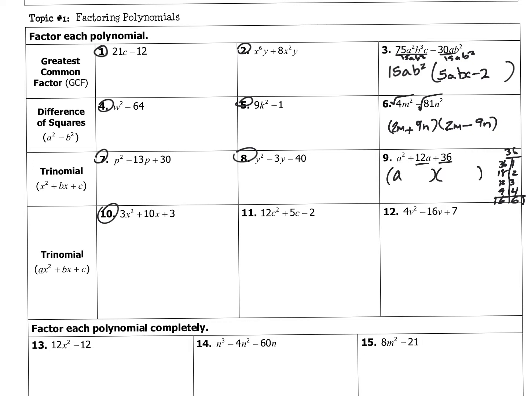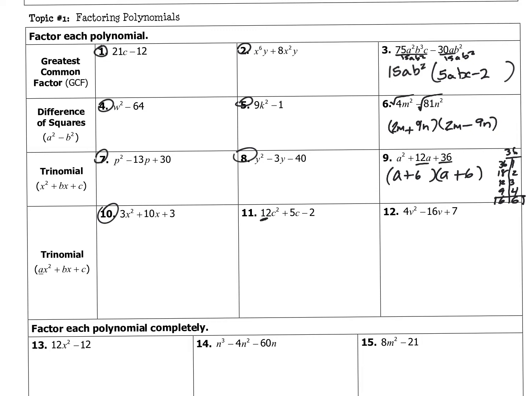Okay. A plus 6, A plus 6. And if I were to multiply these two binomials out, and it's the same for all of these, if I were to multiply them out, I should get my original expression.